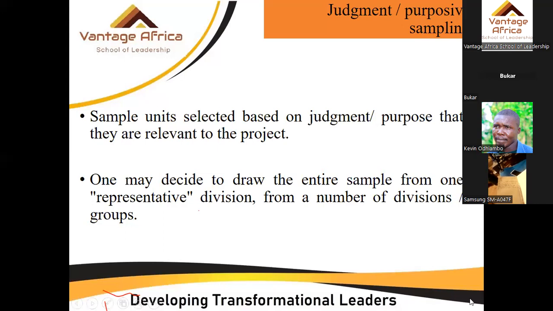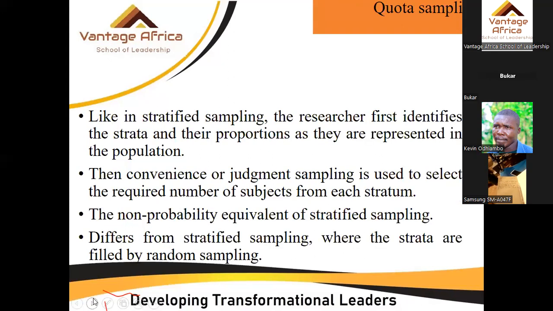Then there is quota sampling. Now, like in stratified sampling, the researcher first identifies the strata and their proportions as represented in the population. Then convenience or judgment sampling is used to select the required number of subjects from the stratum. Okay? So you first of all look at how many youth are there, how many women are there, how many men are there. So we have three strata. If the youth are 80% of the entire population, then you select 80% of the sample size from the youth. Okay? Like that, then from the men. I mean, it's also sort of a multi-stage kind of sampling.